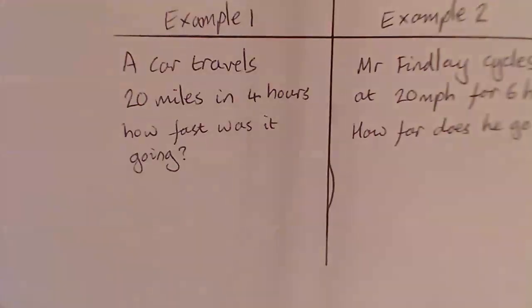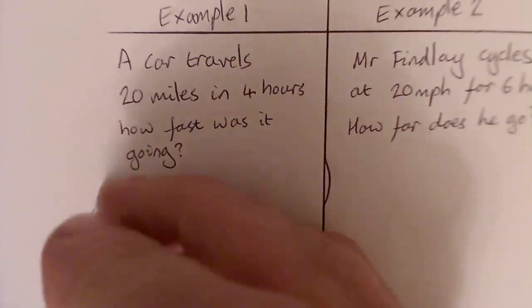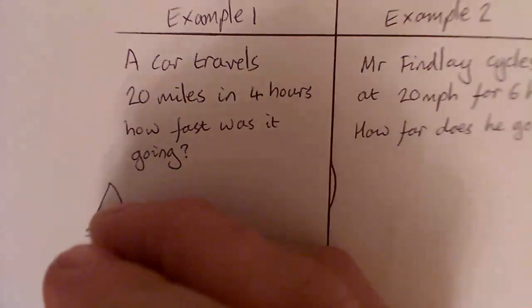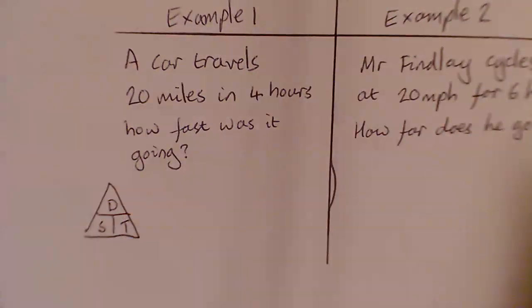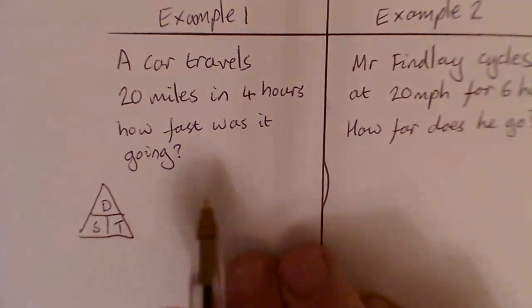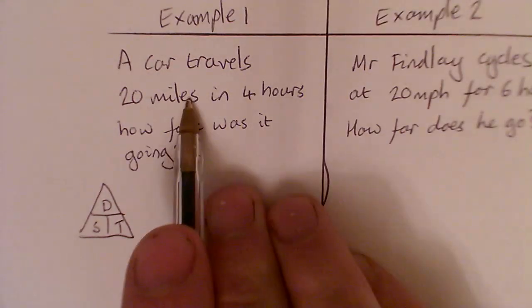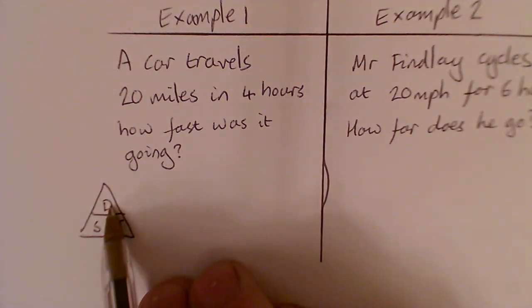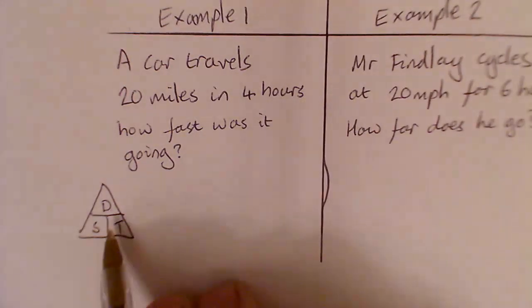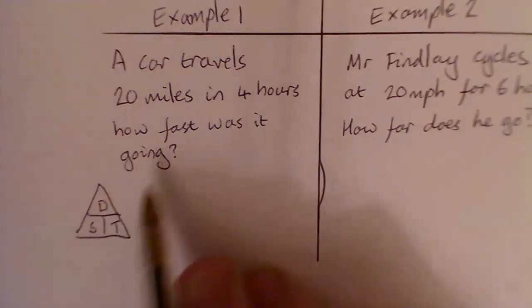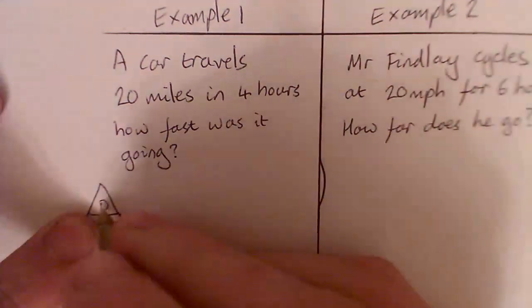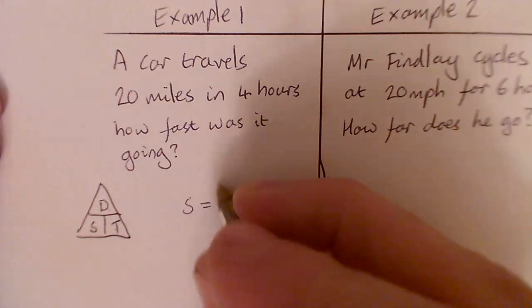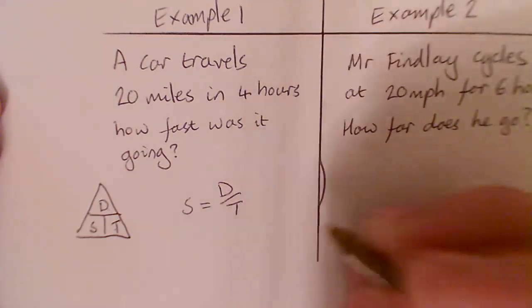So let's have a look at example 1. So here, I'm going to draw my triangle. I haven't looked at the question yet, but I'm just going to draw that triangle. I know it's a speed, distance, time question, so I'm going to draw the triangle. So I've got speed, distance, time. Now I'm looking, I've got miles, well that's a distance. I've got 4 hours, which is a time. So I've got these two, and how fast, well that's a speed. So I cover up the speed one, and I can see it's distance over time. So I've got speed equals distance over time.